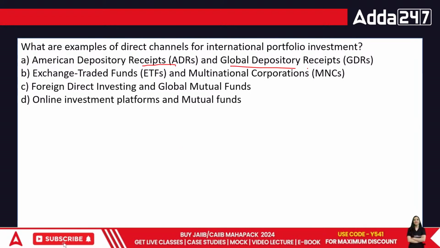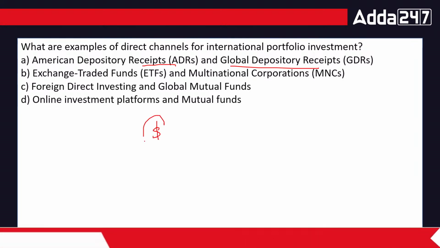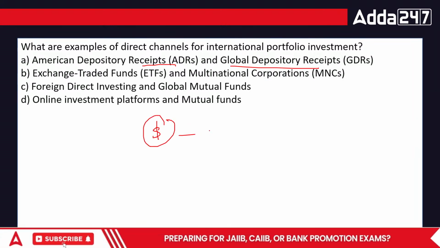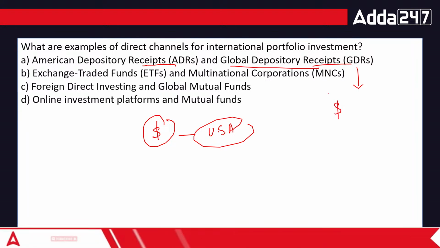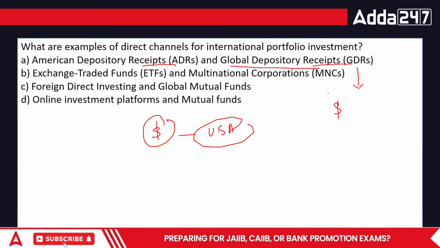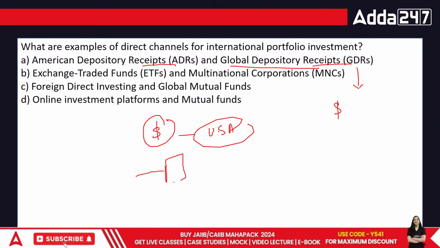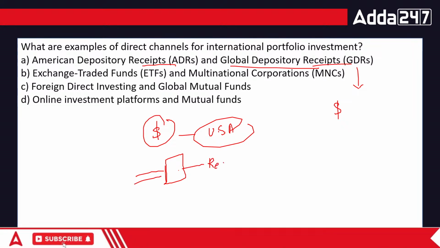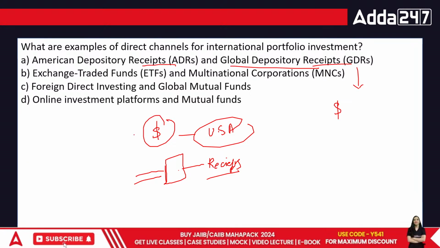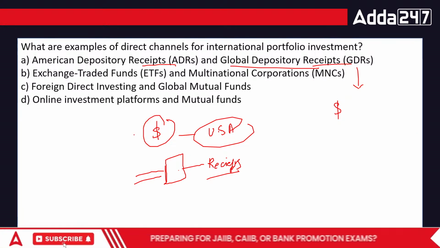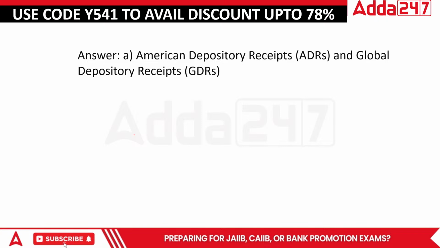ADRs and GDRs, everyone. ADRs are denominated in dollars and applicable only in the USA, while GDRs are applicable at the international level, but these are also in dollars. With ADRs and GDRs, the companies go to regulatory bodies, and these regulatory bodies convert the shares of the company into receipts. If it is used only in the USA, that's called American depository receipts. If it is used at every level, it is called global. Done? The answer is A.